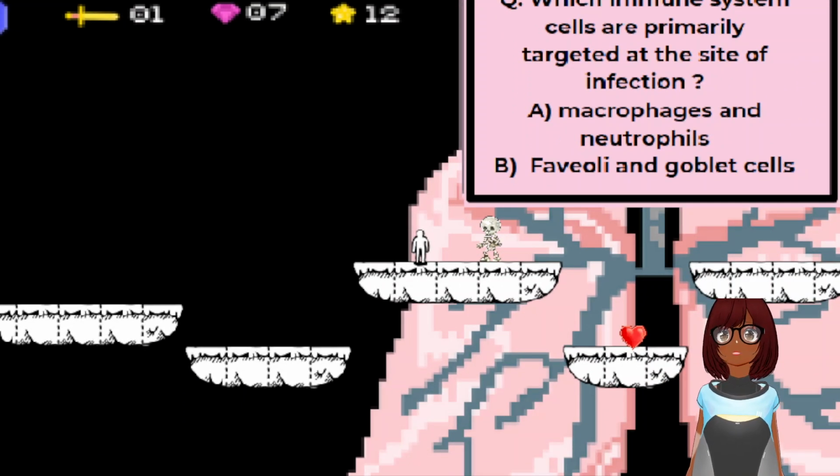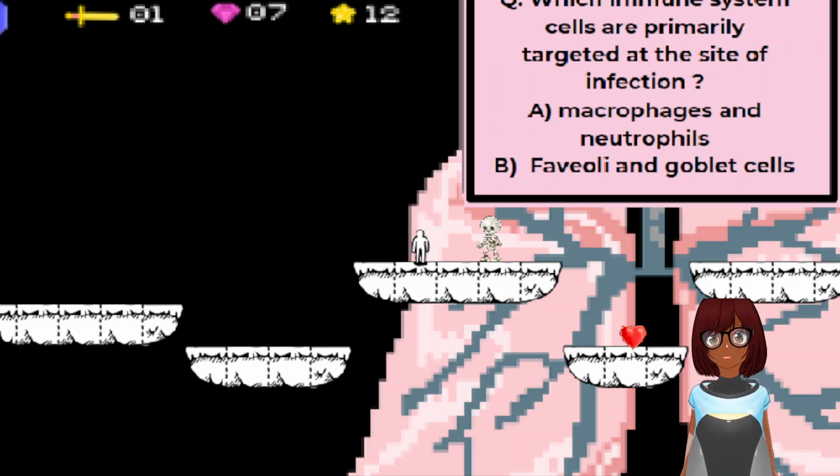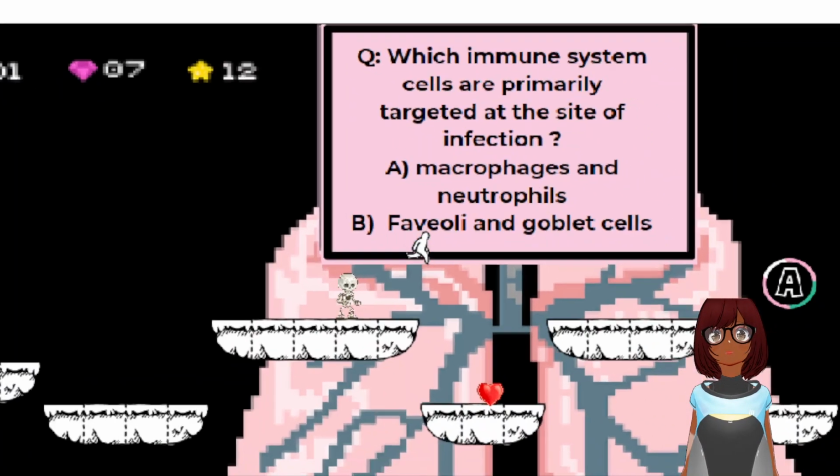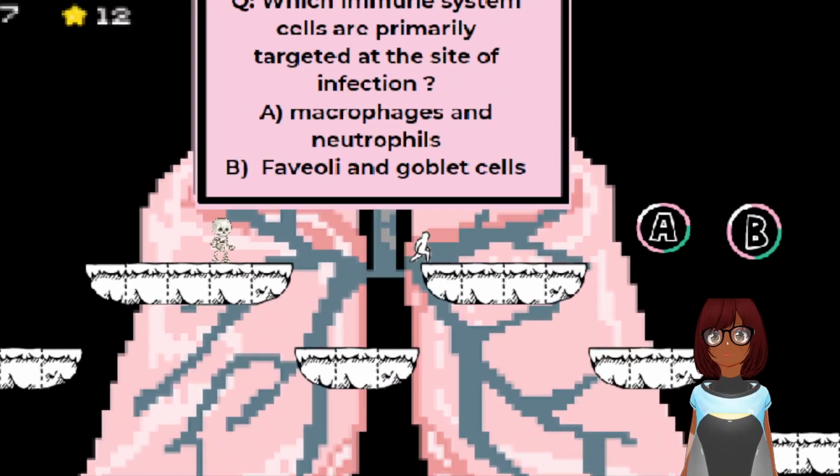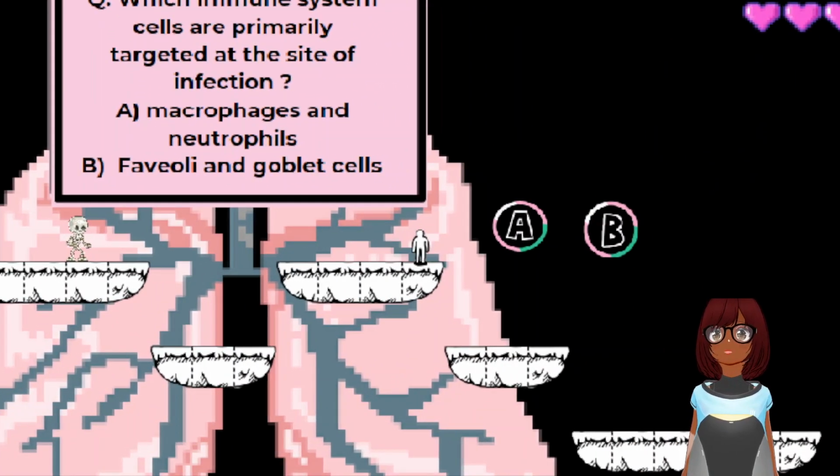Which immune system cells are primarily targeted at the site of infection? A. Macrophages and neutrophils. B. Alveoli and goblet cells. The answer is A.